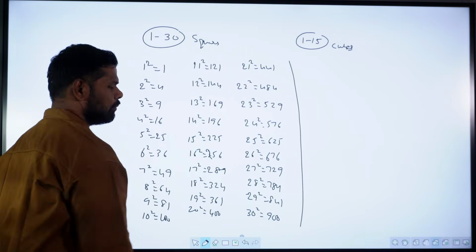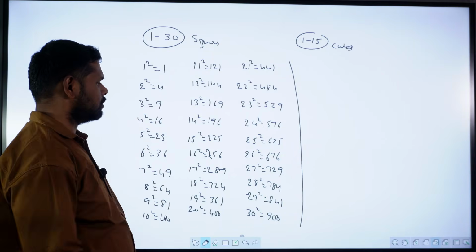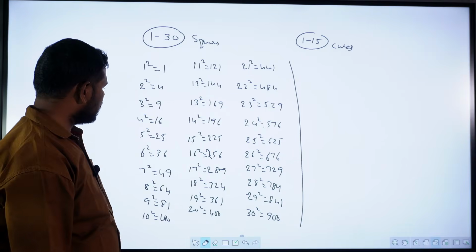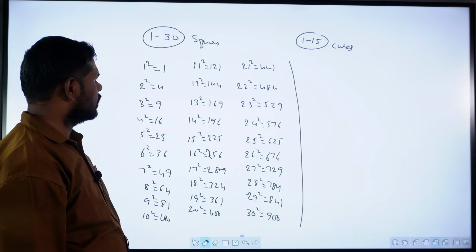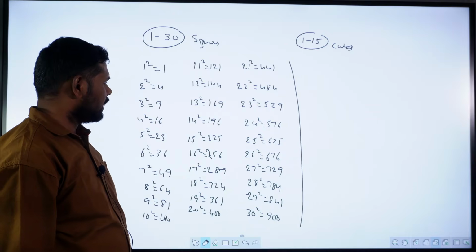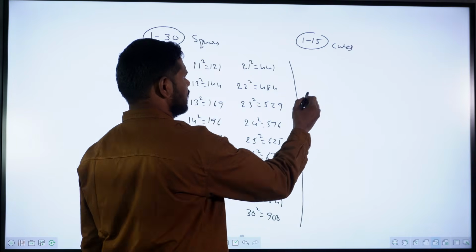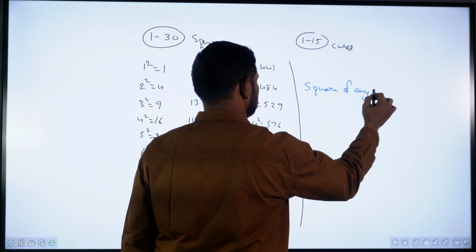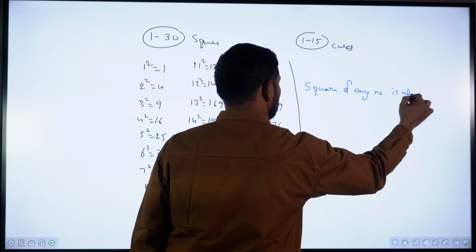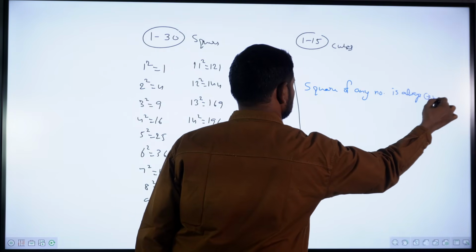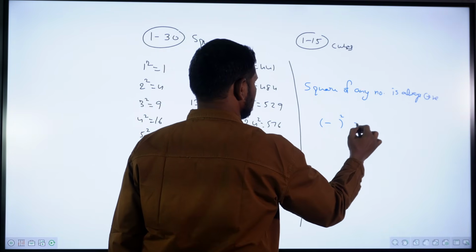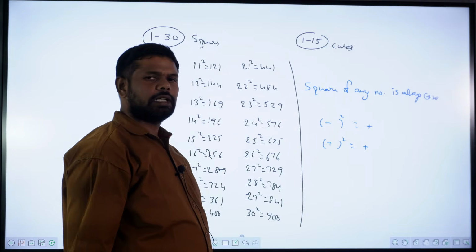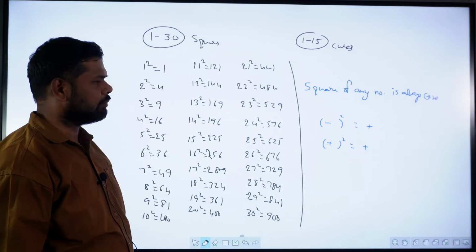This is also important for other exams. For CSAT, up to 25 or 30 is enough. Just observe these squares. Suppose a number is the square of any number. The square of any number is always positive. A negative number's square is positive, and a positive number's square is also positive. So the square of any number is always positive.